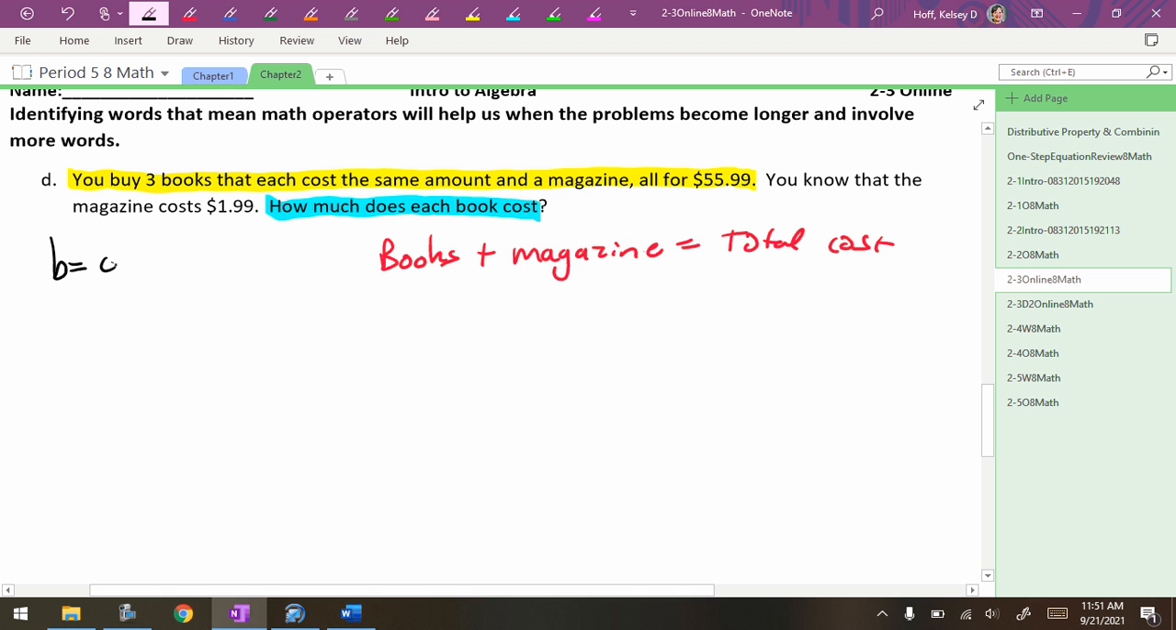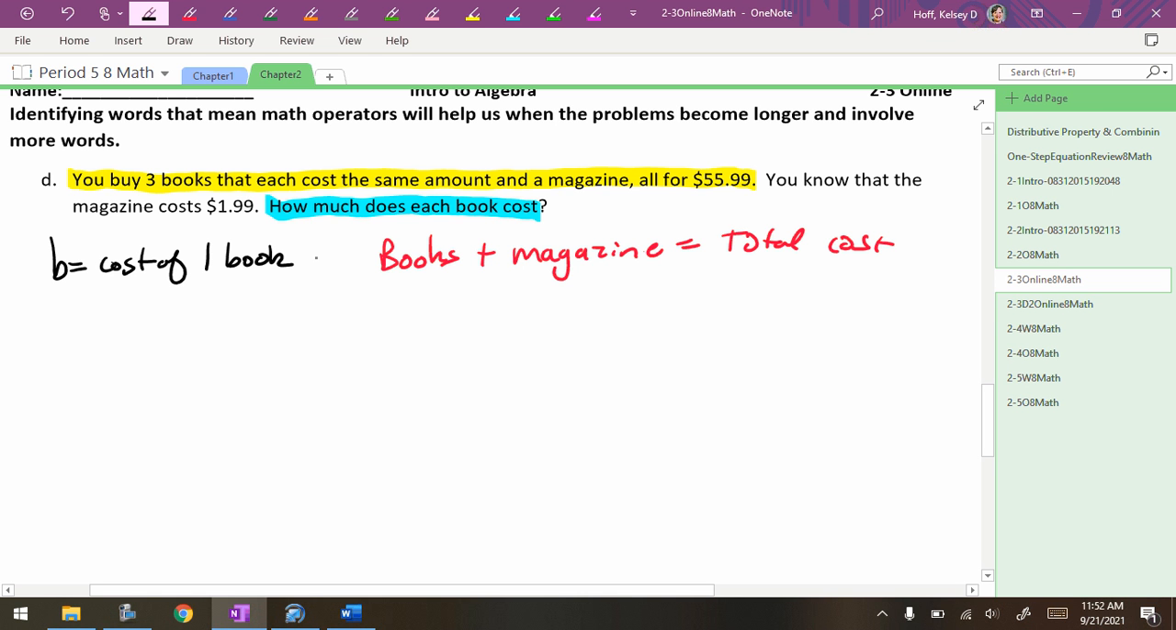B equals the cost of one book. Be specific. Some people just want to write books. How many books? The cost of a book? The total cost of the book? What is it representing? Now that we have it in shorthand, let's start replacing it. Books plus magazine equals total cost. Somebody raise your hand and tell me what you want me to replace. Information that you know. What information can you replace in this equation now?